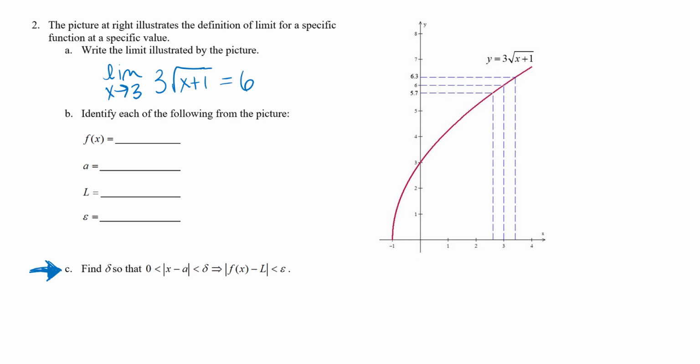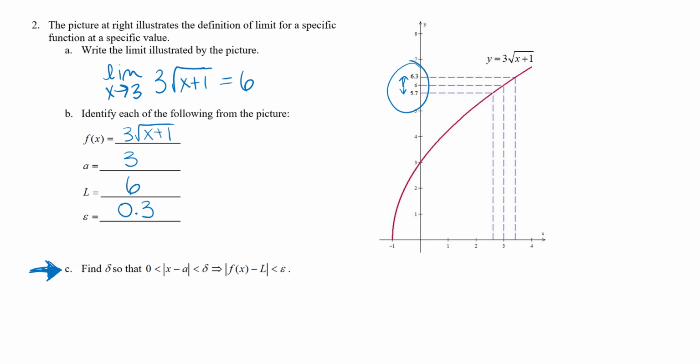Our function is 3 times square root of x plus 1. The a is 3, that's what the x is approaching. L is 6, that's what the y values are approaching. And then epsilon, on this one, we're going to have to look on the picture and think a little bit about epsilon. Remember, epsilon is a distance in the y direction above and below what we claim the limit is. If you look at that picture, you can see that those two values at the top and bottom dashed lines are 0.3 units away from 6. So that's our epsilon.